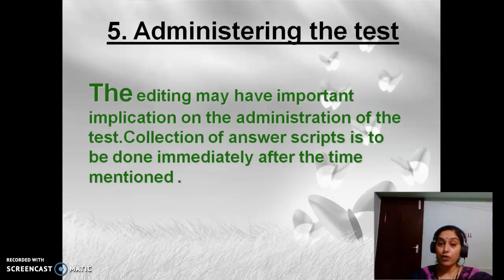For the administration of the test, the editing may have important implications. Collection of answers is to be done immediately after the time mentioned.